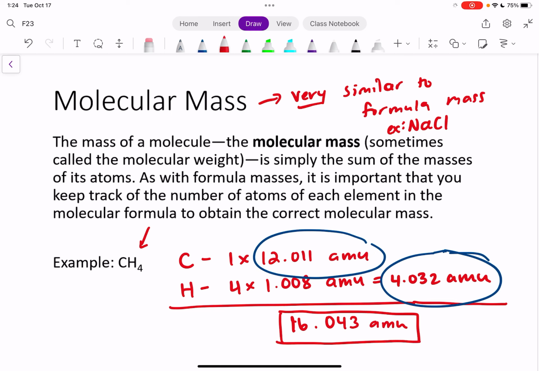Right, so I don't want to spend a ton of time on molecular mass because it's very, very similar to formula mass. In fact, it's the same. It's just now we're calculating the mass of a molecule rather than an ionic compound.